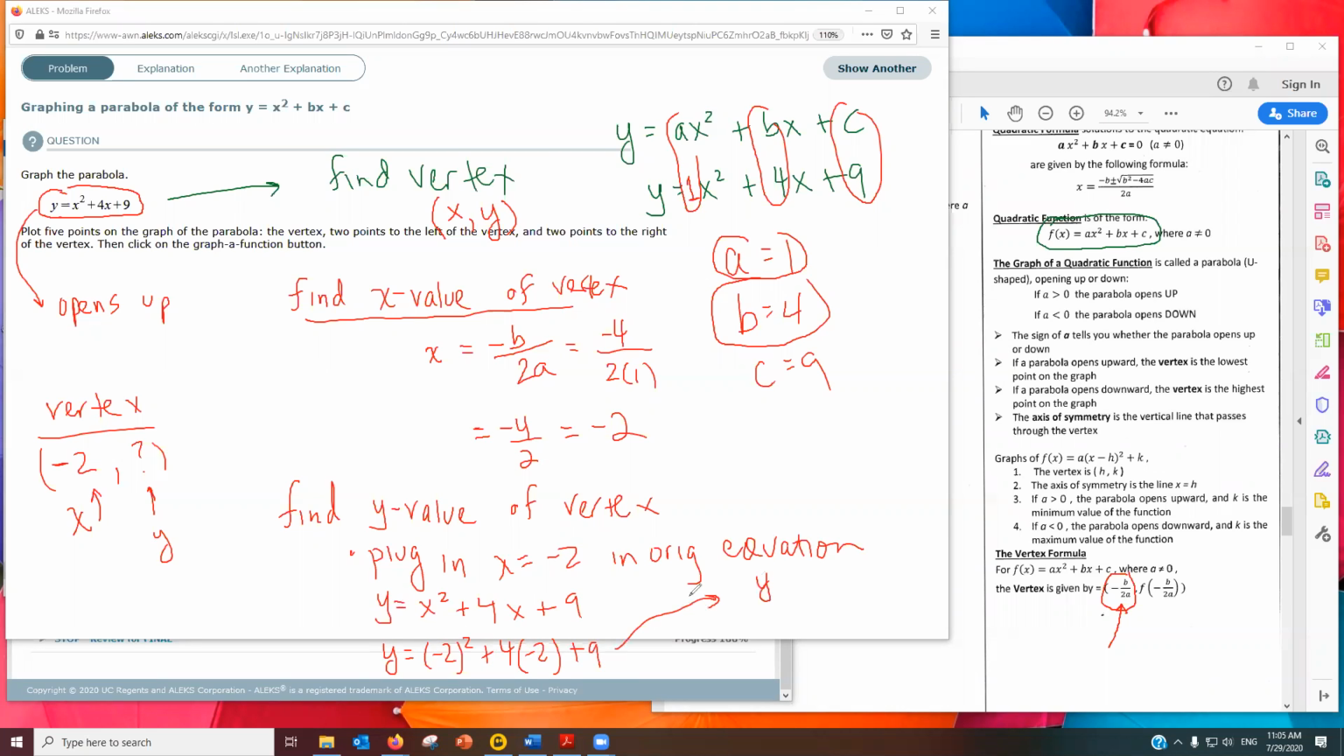Okay, let's go work that out. Negative 2 squared is negative 2 times negative 2. That's positive 4. 4 times negative 2 is a negative 8. So let's work this out. 4 plus negative 8 is negative 4. And negative 4 plus 9 is a 5. So what that means is our vertex is negative 2 comma 5. So I know this graph has a vertex at negative 2 comma 5.